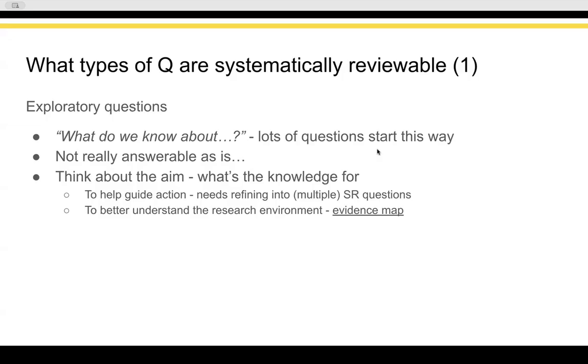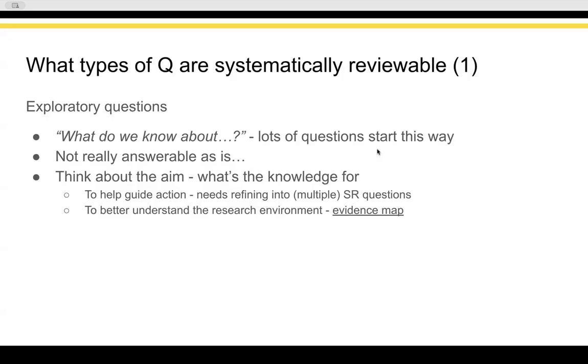And it's not really answerable as it is, because it's not clear if that is a systematic review question or an evidence map, systematic map question. So the key thing here is that if the objective or the aim is to generate knowledge to help guide action, then it needs refining into systematic review questions. And it may be that that ends up being broken down into multiple review questions.